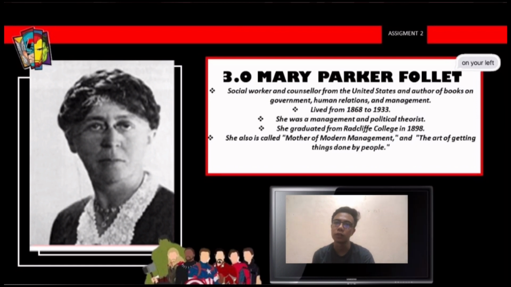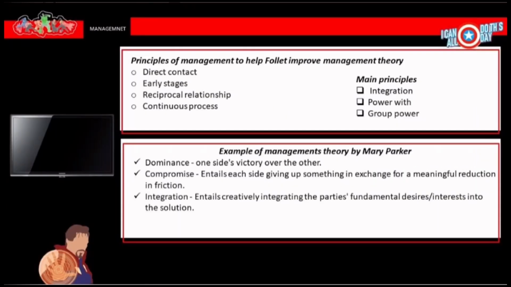Next is Mary Parker Follett. She was a social worker and counselor from the United States and the author of books on government, human relations, and management. She was a management and political theorist, a graduate of Radcliffe College, and she was also called the mother of modern management and the art of getting things done by people.